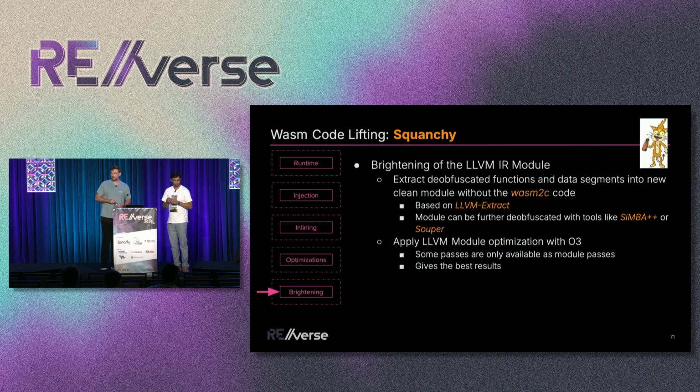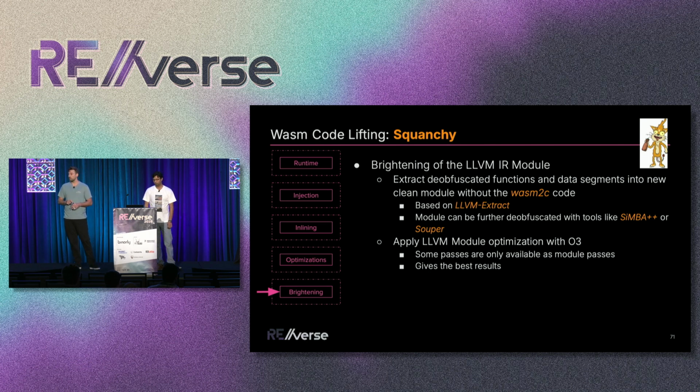Yeah, so once we're done, we're going to extract the de-obfuscated function and data segments because it might still rely on some data. So we put them into its own module. It's based on LLVM extract, a very powerful tool. You can further process it with Simba++, Super, or any other tool that you have available.